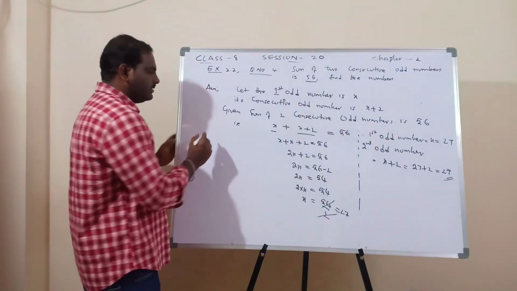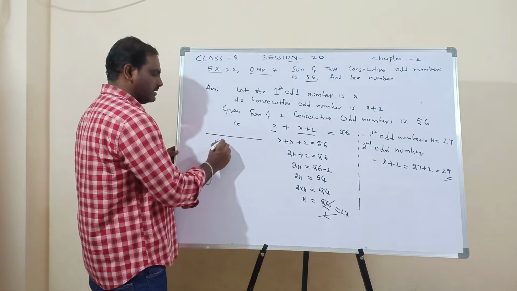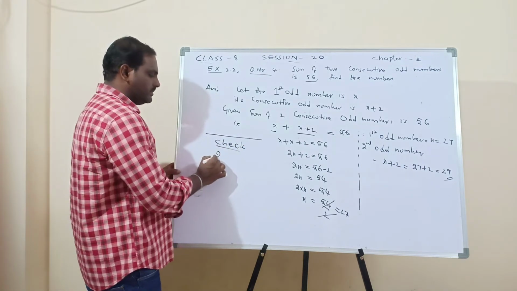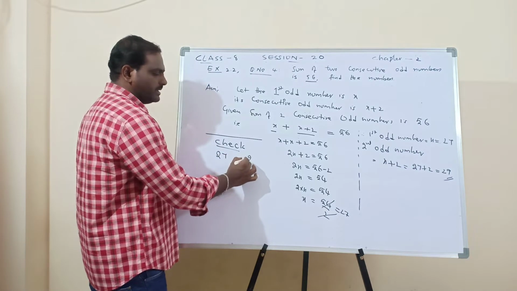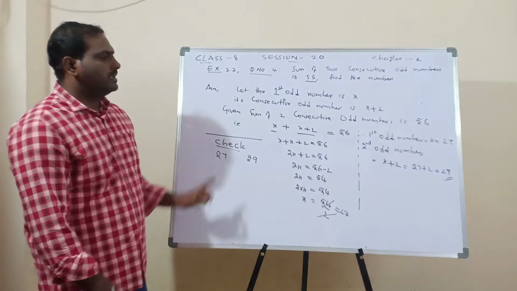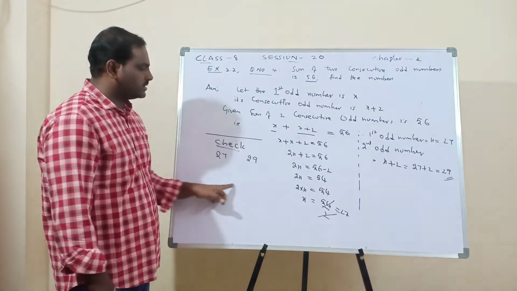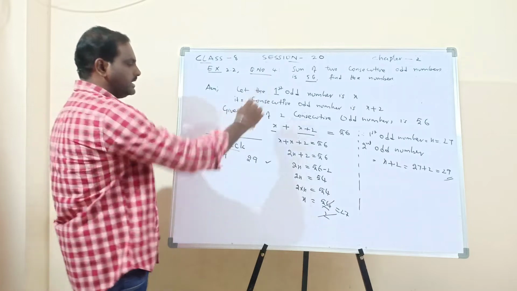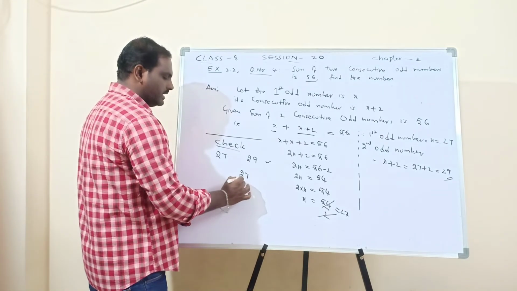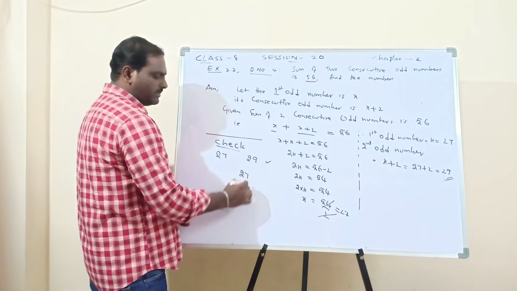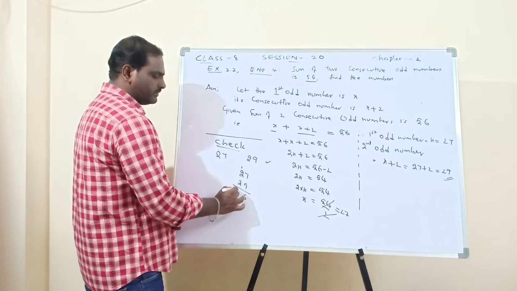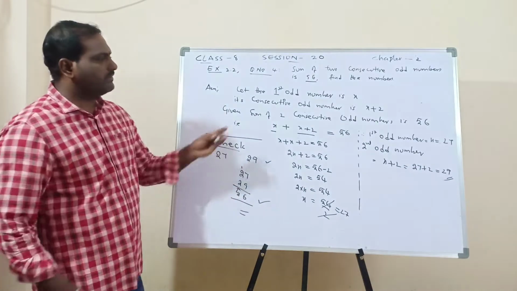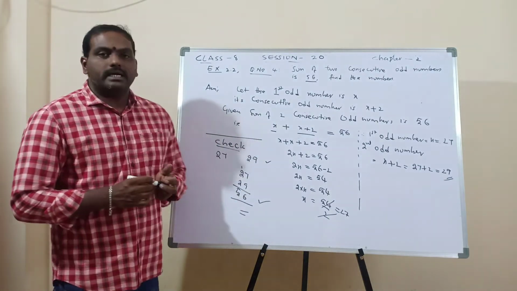So after that, what do we have to do? Yes, we have to check whether it is right or wrong. So what is the first number? 27 and the second number is 29. Yes or no? First odd number 27, its consecutive odd number is 29. So this is satisfied. Then next, if we add 27 plus 29, 9 plus 7 is 16, 2 plus 2 plus 1 is 5, it is 56. So both are satisfied. So therefore our answer is correct.